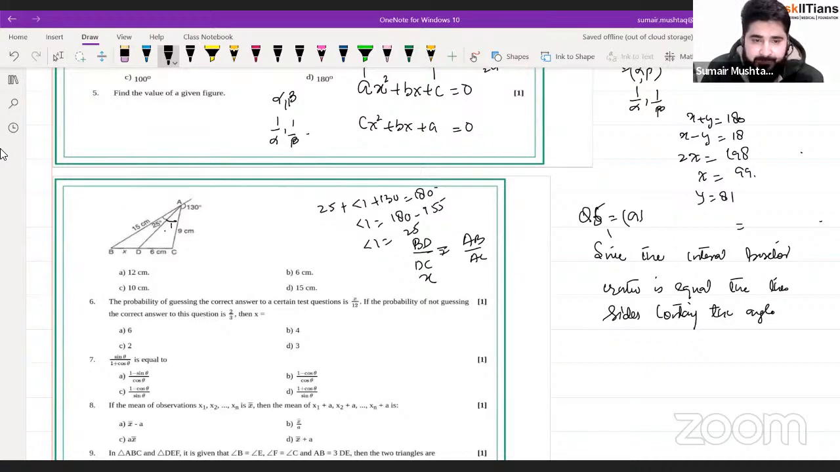AD is X, this is 6, this is 15, and this is 9. Find the value of X. Okay, you can get the value of X. This is 2, this is 3. Fine. This is 2, this is 3, 3, 1, 3, 5. This is 10. This is the answer. Simple. Is that thing clear? Any confusion?